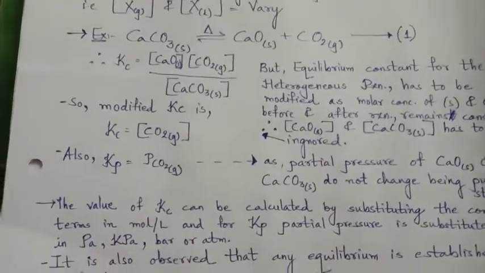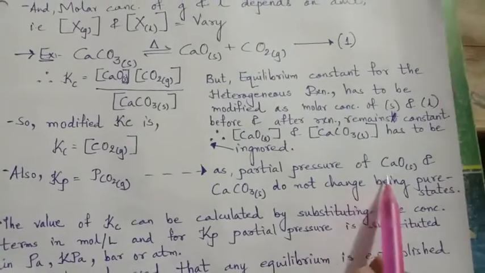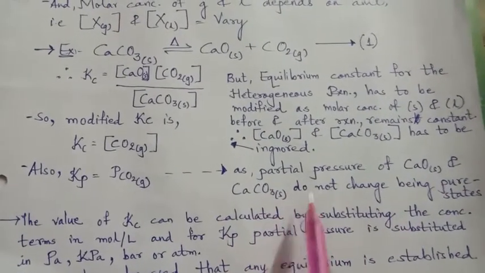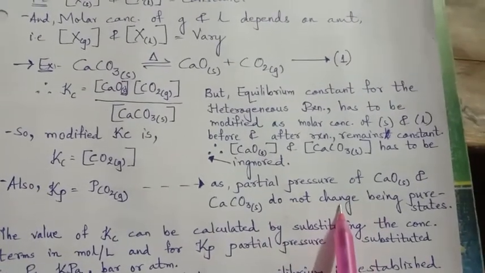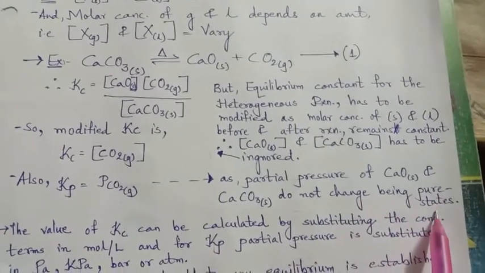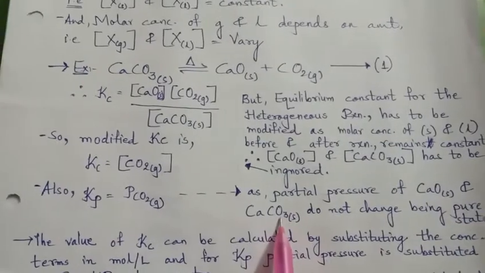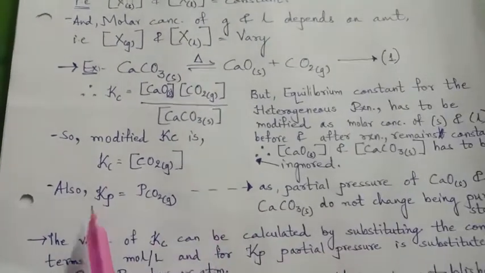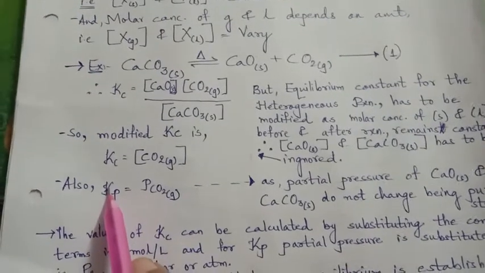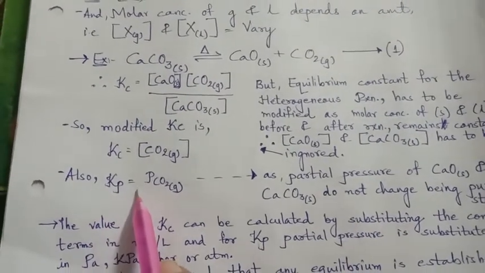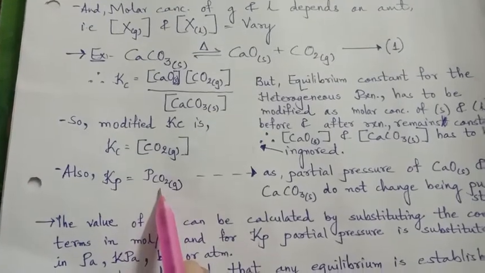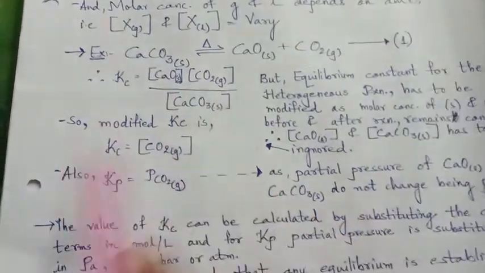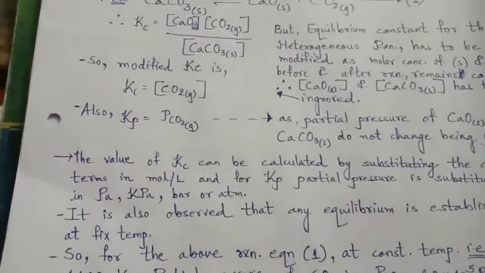And as the partial pressure of calcium oxide as a solid and calcium carbonate as a solid do not change, because they are considered to be in pure states, and as they are in a pure state, their pressure effect is also not observed, that is why the equilibrium constant for the pressure is equal to the partial pressure of CO2 in gaseous form. So there also, both solid forms are to be ignored.